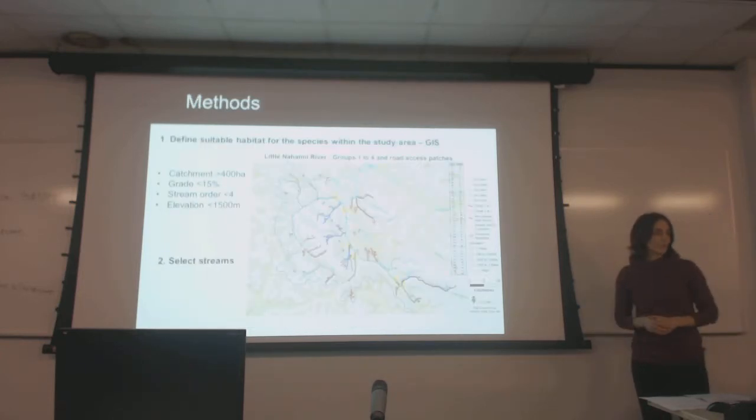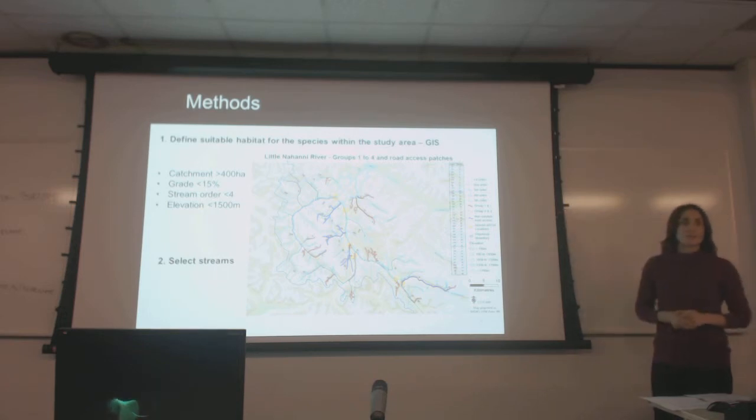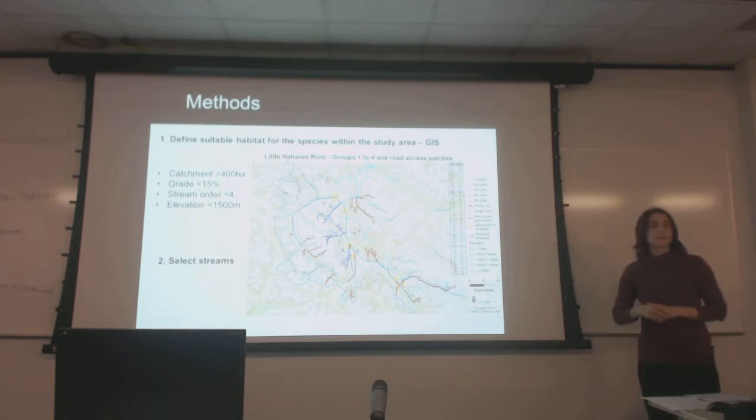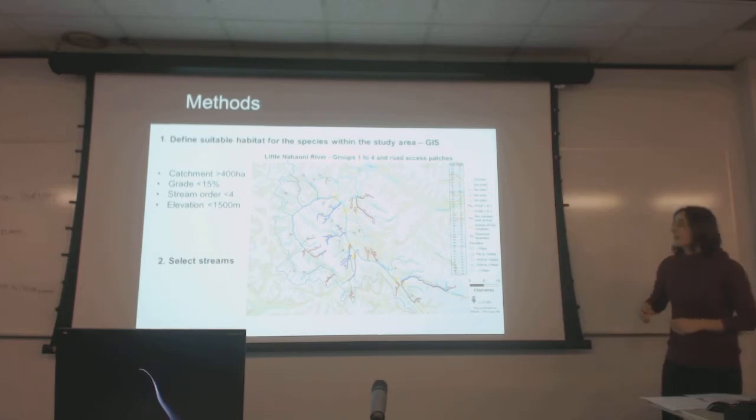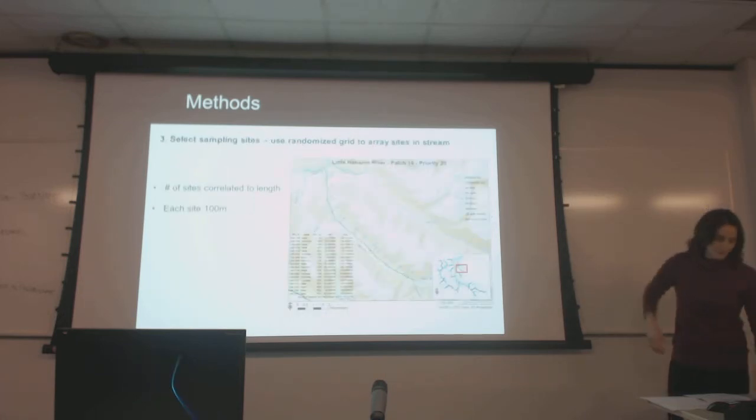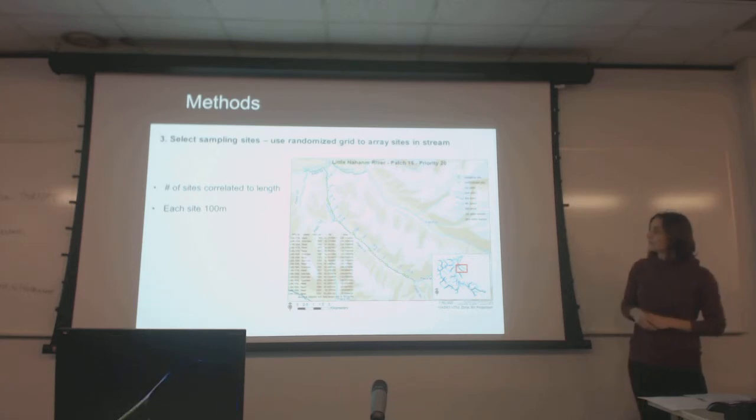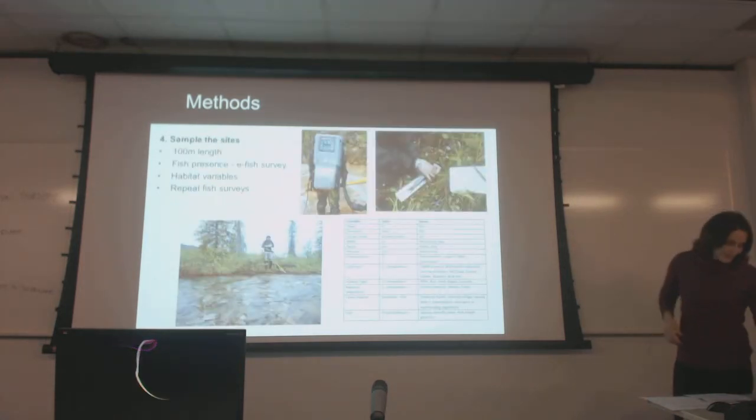So what is a distributional monitoring approach? You take your study area, the Little Nahanni River watershed, you define what criteria you think might be useful at that watershed scale to try to delineate suitable habitat. These are the criteria that were used. Select your streams. So these are the top 40 streams that were selected within the Little Nahanni watershed. Then you use a random process to select your sites within the stream. It was called generalized random tessellation stratified design, which essentially stratifies.